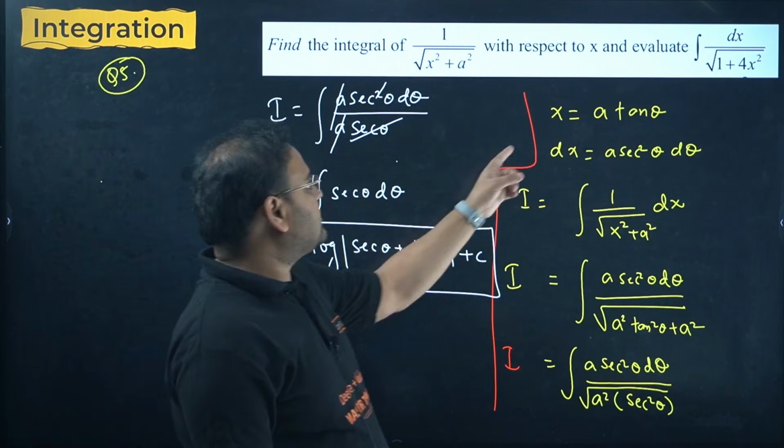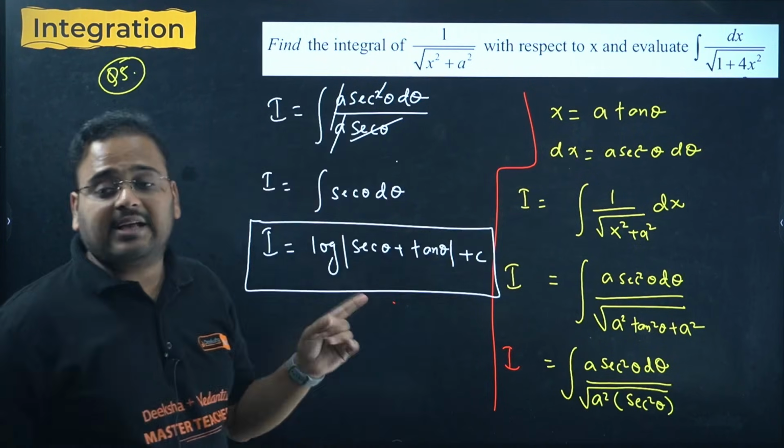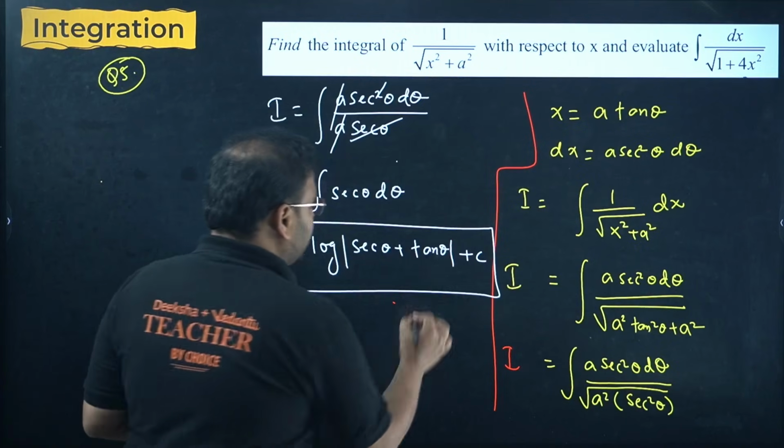If you've taken x by a as tan theta, x as a tan theta, it means clearly tan theta is what?